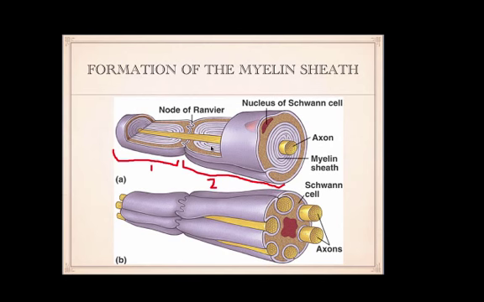And in between, there's actually a space. That space is called a node of Ranvier. The little gaps between the Schwann cells are going to be the only places where the axon is exposed to the extracellular fluid, and that's important. We'll talk about why a little bit more, but just keep in mind that we have multiple cells wrapping up the length of the axon with little gaps in between.